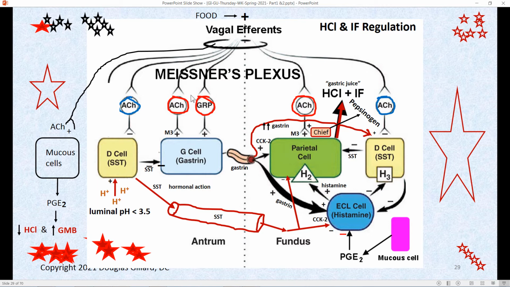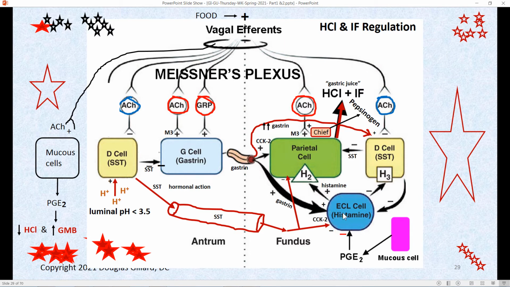You should know this. But basically, food, the sight, the smells, food in your stomach all stimulates Meissner's plexus to release mainly acetylcholine. Acetylcholine, let's follow some of these. Acetylcholine binds to G cells in the pyloric antrum. These G cells release gastrin into the bloodstream. Gastrin binds to ECL cells and stimulates it. It's more powerful than PGE2, which also inhibits that. There's the mucosal cell right there.